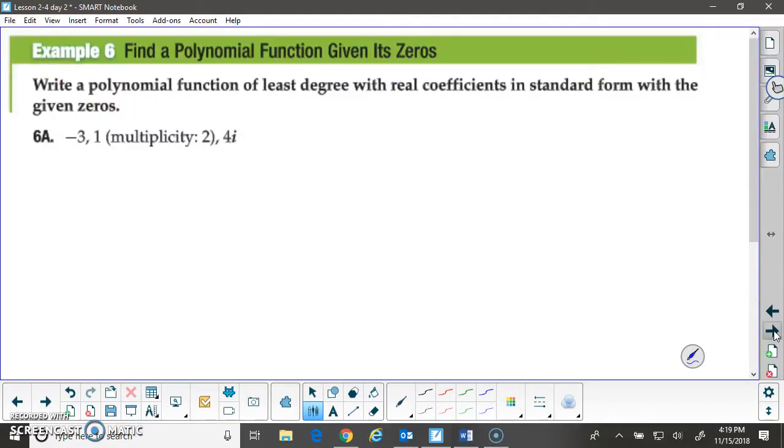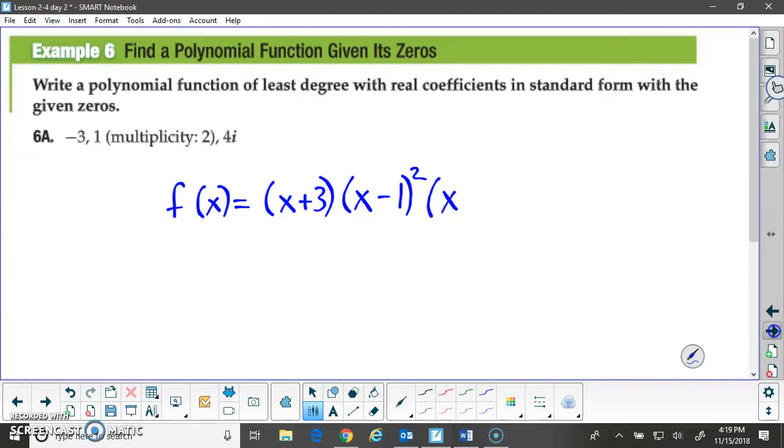So with that being said, we're going to do problems where it asks us to write a polynomial function of least degree with real coefficients in standard form with the given zeros. So since it's telling us that it has a 0 at -3, we're going to write x plus 3. Since it says it has a 0 at 1, a multiplicity 2, we're going to write x minus 1 to the second power. And then since it has a 0 at 4i, we're going to write x minus 4i.